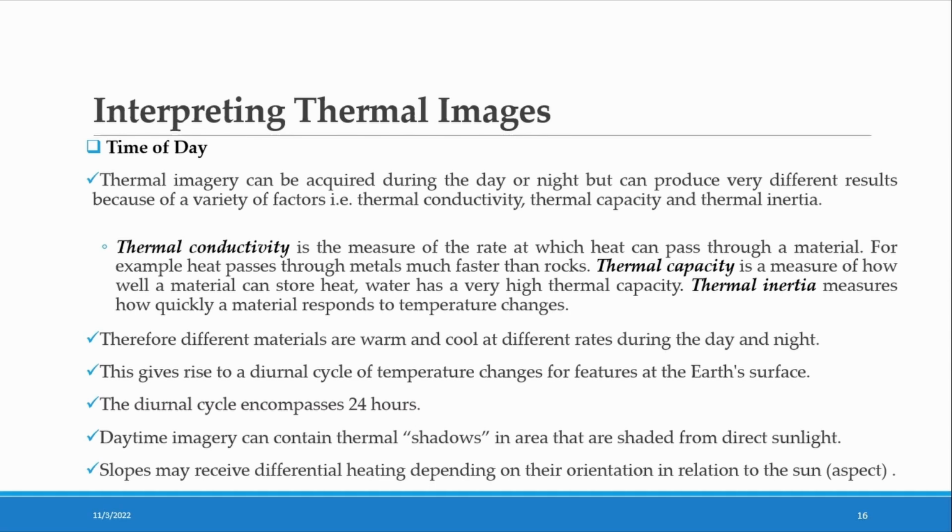So when you're doing a time series analysis, take into consideration the time of the day for you to come up with informed decisions. Otherwise, if you do not take into consideration the day or the time at which these images were taken, you may make wrong conclusions or wrong analysis on your data.